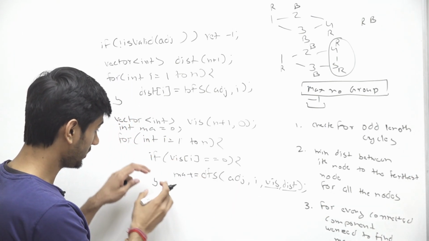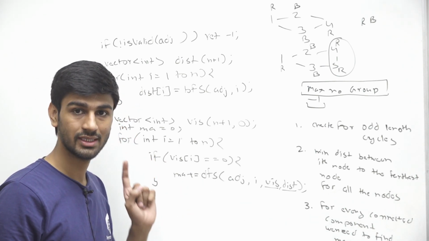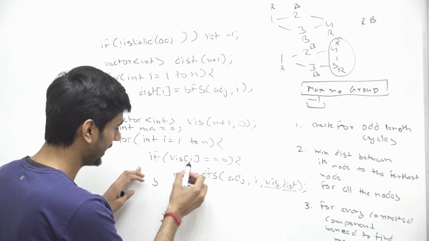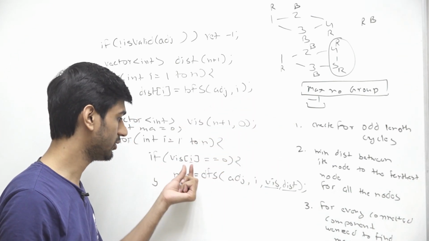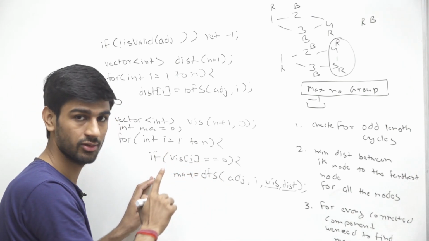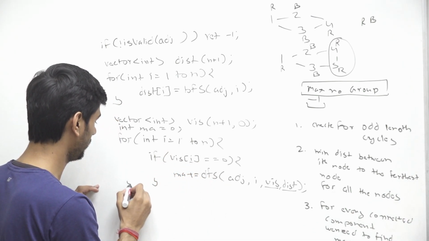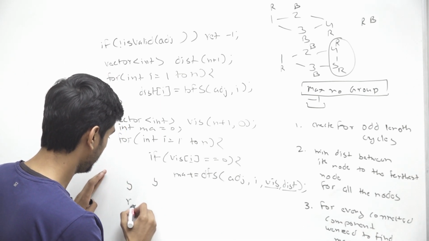Because this DFS function will be called only once for a component, right? Because the ith node is not visited, we call this function. It will visit all the nodes connected to this ith node and return the maximum. Then it will not run for any node which was connected to i. So this DFS function will run only once for every connected component. After this we can simply return MA.